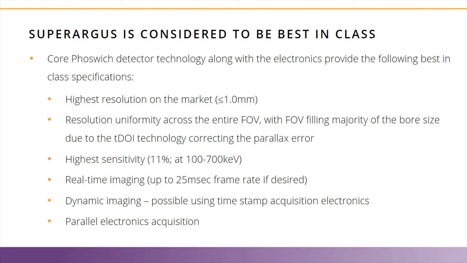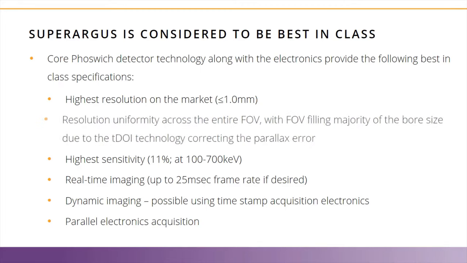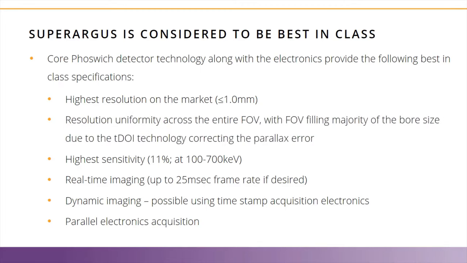The SuperArgus system is considered best in class for many reasons. They are listed here, but I will highlight a few. The resolution of the PET images is right around 1 millimeter. This is comparable to many other systems on the market. What makes the SuperArgus system unique is the resolution uniformity across the entire field of view. And that is, this field of view covers the majority of the bore size. I will show you some images that will help explain this a bit later on. The systems are very sensitive, and this adds to the ability to do dynamic imaging as well as real-time imaging. More on this later.